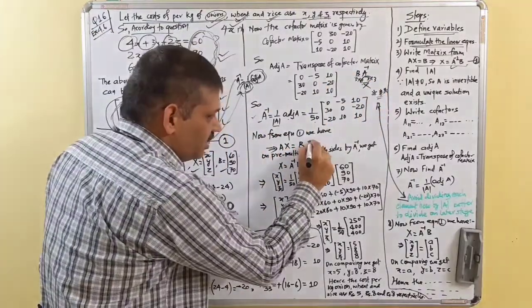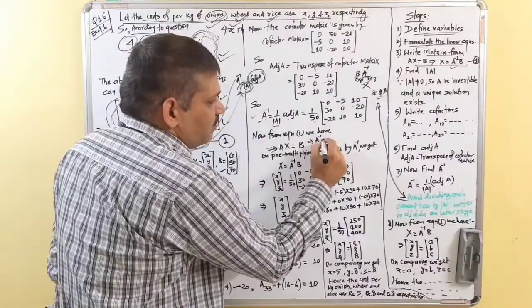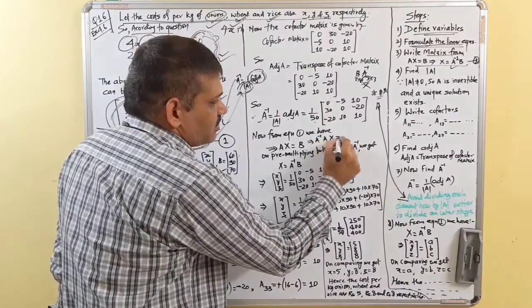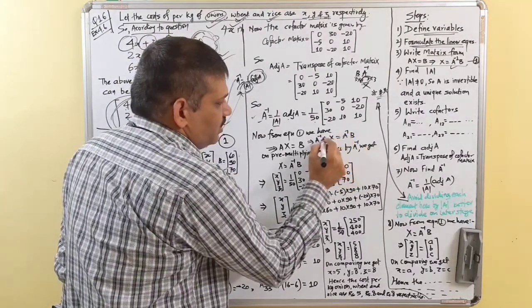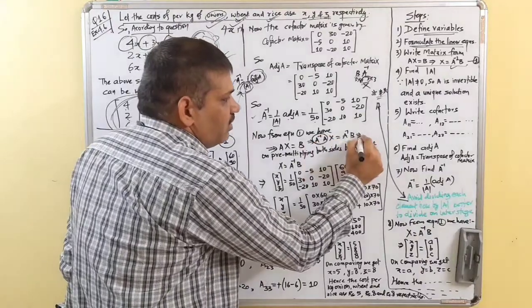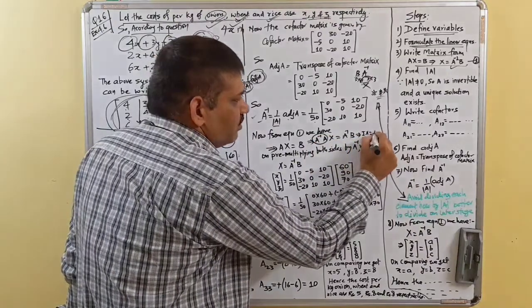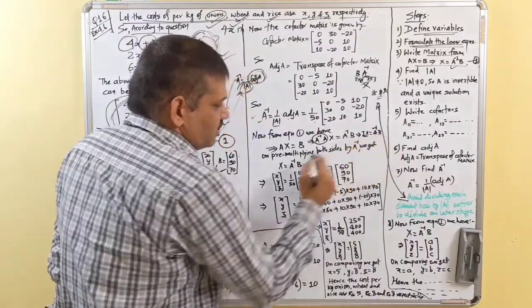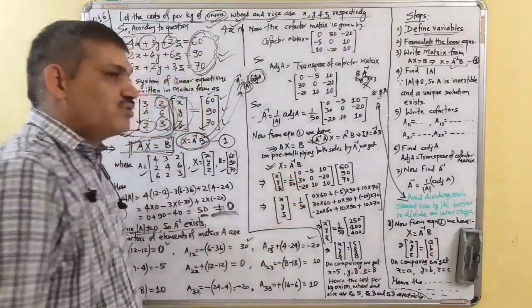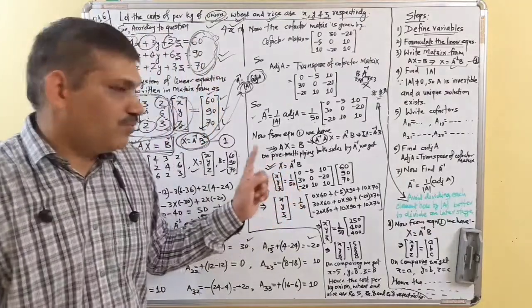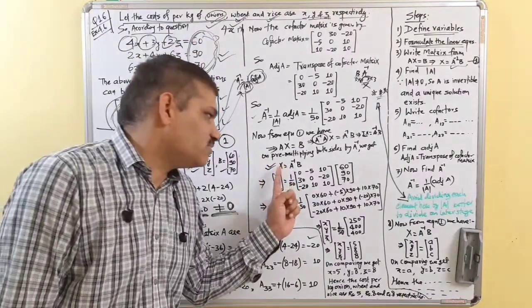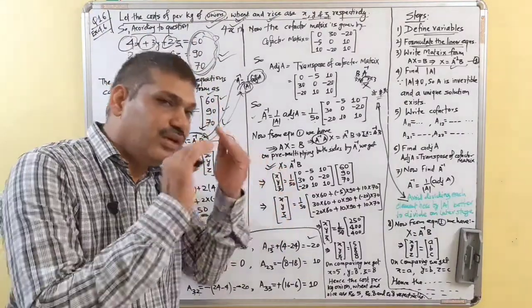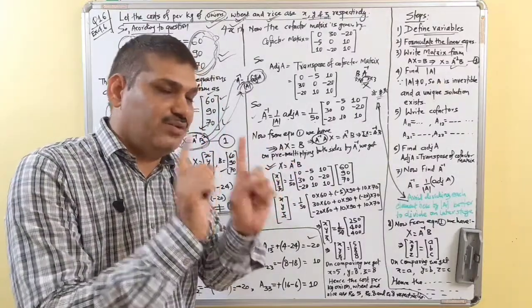Actually, we are to pre-multiply both the sides. So this will give A inverse into Ax is equal to A inverse into B. A inverse A is I. So Ix is equal to A inverse B. That is, I into X is X. X is equal to A inverse B. So please mind it, do not make any mistake. This must be written as X is equal to A inverse into B, not B into A inverse.